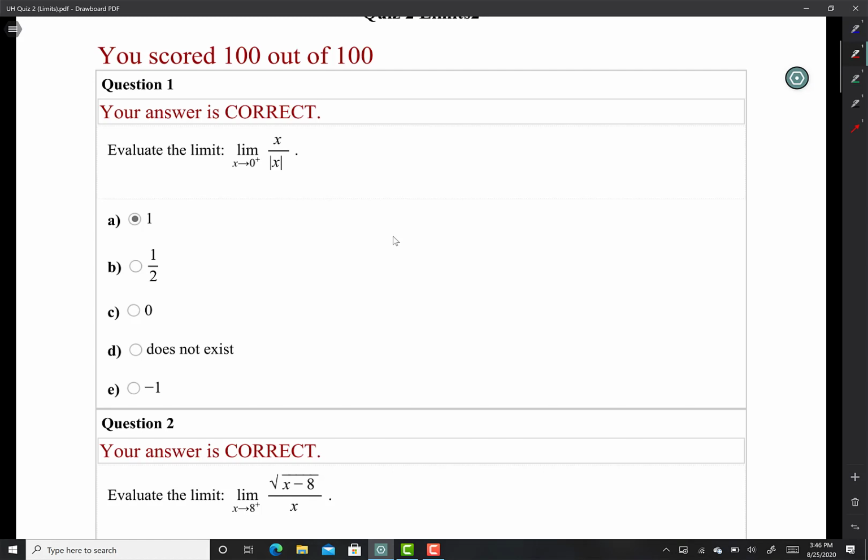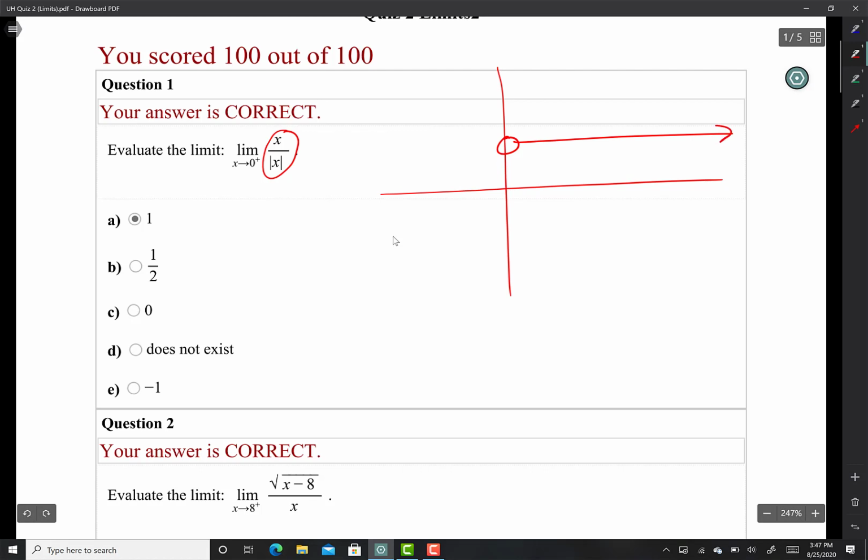This one says limit as x approaches 0 from the right, and I have x over absolute value of x. Hopefully by now, guys, we have an idea of how this function looks. Since I have the same magnitude all the time, you're always going to get 1, but it depends. If you're talking about positive numbers, I'm going to get positive 1. So think about it: 5 divided by 5, 10 divided by 10, 100 divided by 100, it's always going to be 1.